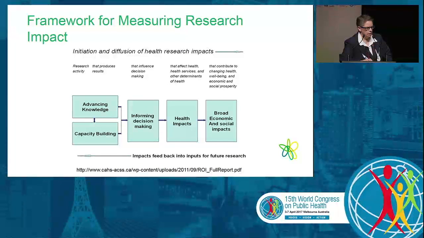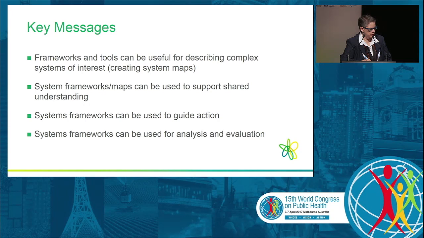And this is a framework that was developed in Canada for measuring research impact. I'm just illustrating it because I think it's a helpful way to think about as we build the case for organizations like TAPC and others that are doing work to build capacity and advance knowledge in systems approaches. We need to build the case that these things ultimately can lead to informed decision making, and the things that our government and our policymakers want us to show, which is that there's ultimately health impacts and broad economic and social impacts. So just to quickly recap, I think frameworks and tools can be useful for describing complex systems of interest. Creating system maps is in and of itself helpful, and the maps help to build support for a shared understanding. And these frameworks can also be used to guide our action as well as analytic frames and tools.